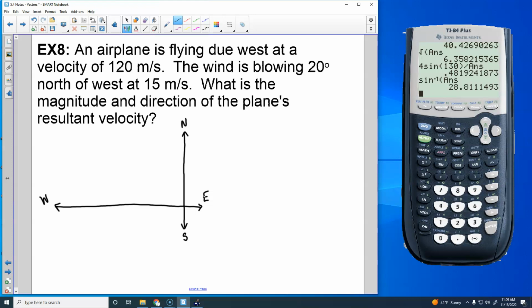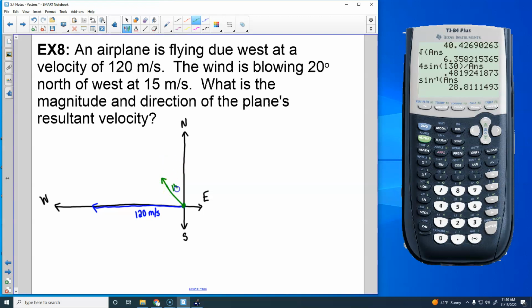So the plane is flying due west at 120 meters per second. So I'm going to draw that vector pretty long, 120 meters per second. And then our wind is blowing 20 degrees north of west. So this vector is not going to be as big because it's only 15. In fact, I'm not really going to draw it to scale because it becomes too difficult to draw the picture. I'm going to make it a little longer than it should be.